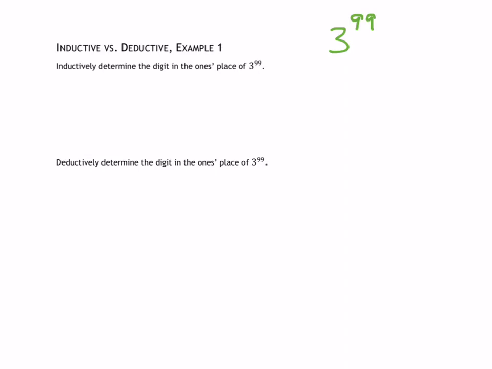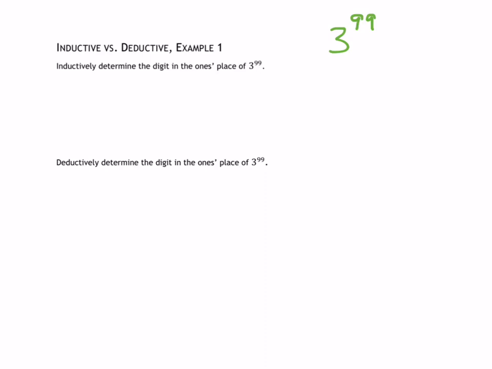Quick review: in a number like 456, the 6 is the number in the ones place. So we don't actually need to know the entire value of 3 to the 99th; I just need to know what its last digit is. Well, how would we do this inductively? Let's begin by looking at examples and try to come up with some sort of pattern. I'm going to direct us to a specific type of example that will be helpful.